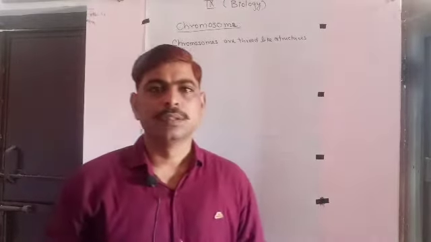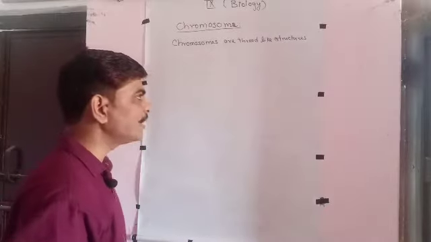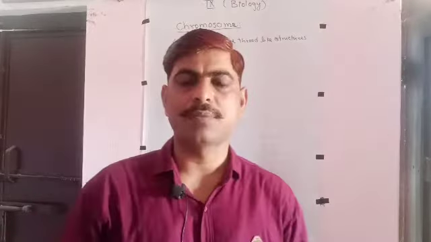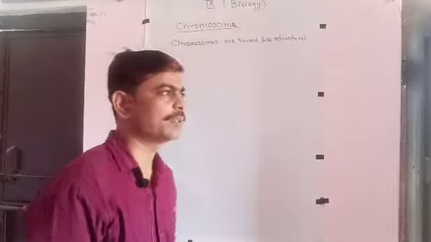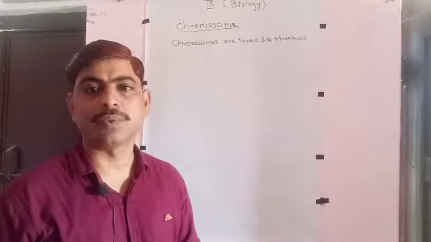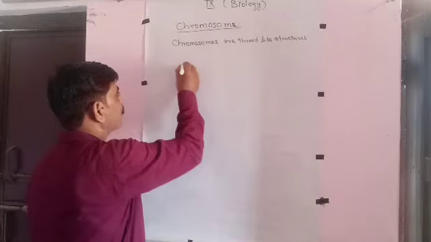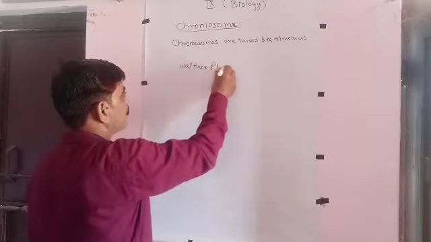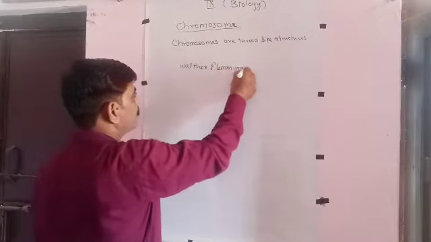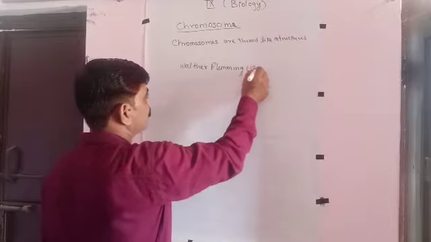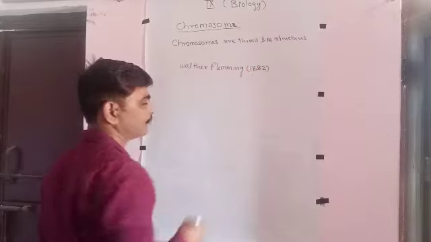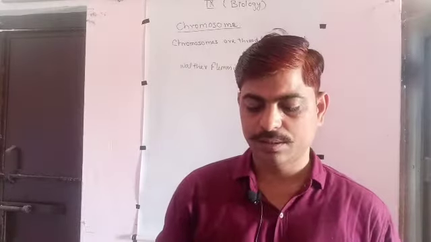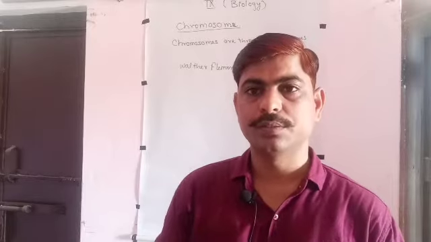The chromosome was first of all discovered by Walter Fleming, perhaps in the year 1882. Walter Fleming discovered the nucleus, and it was the year 1882.